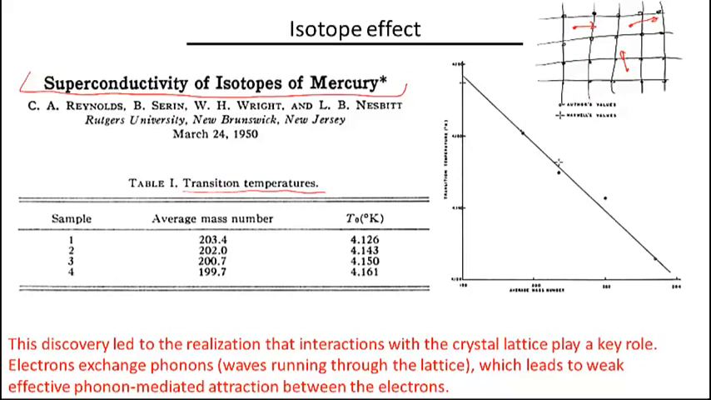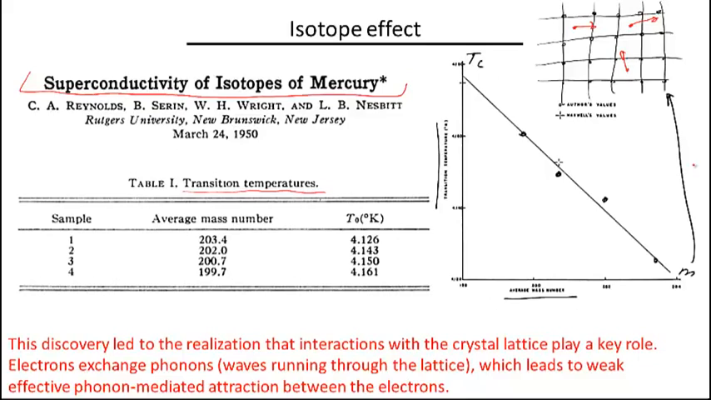Here maybe it's hard to see, but there are a few points. This axis says average mass number, and this says transition temperature. So this is basically Tc, and this is the mass of these ions on the lattice sites. This was a very clear-cut trend, and it was a smoking gun that superconductivity had something to do with interactions between the electrons and the crystal lattice.